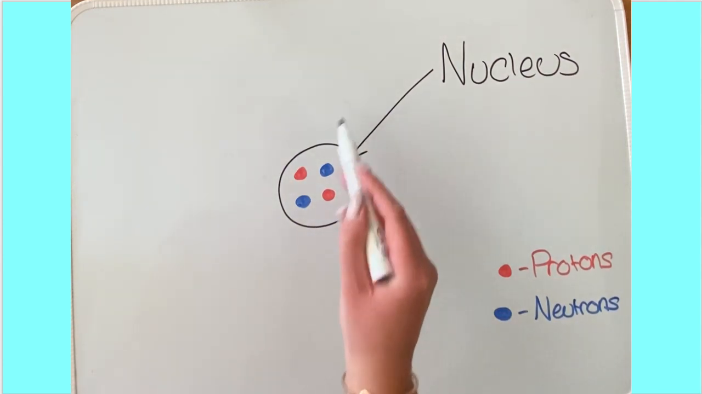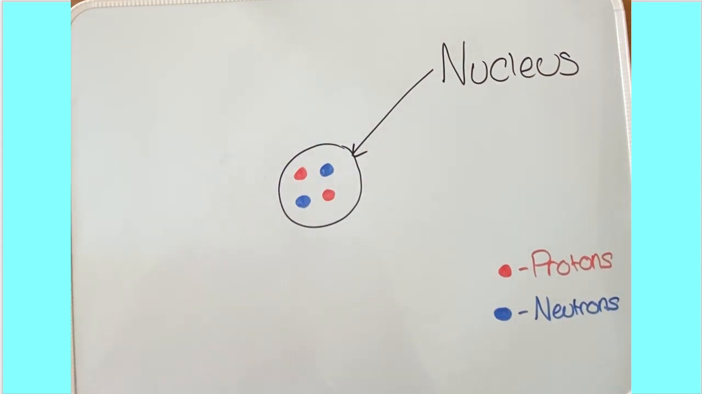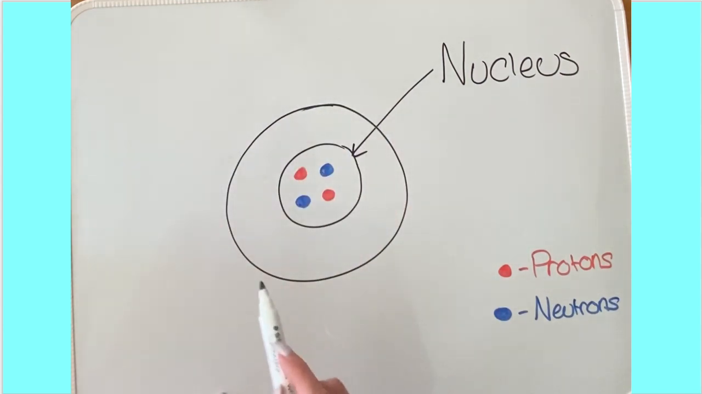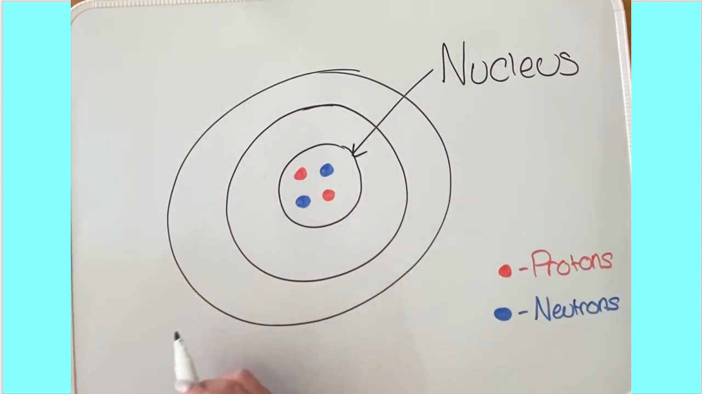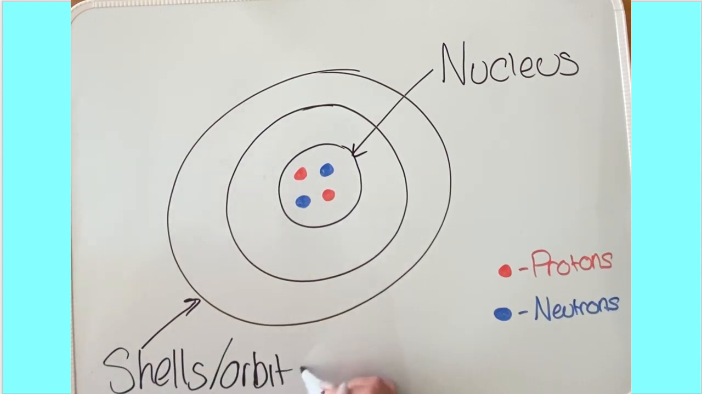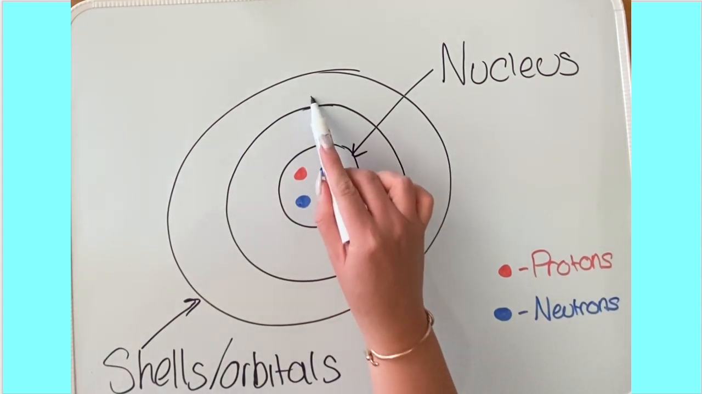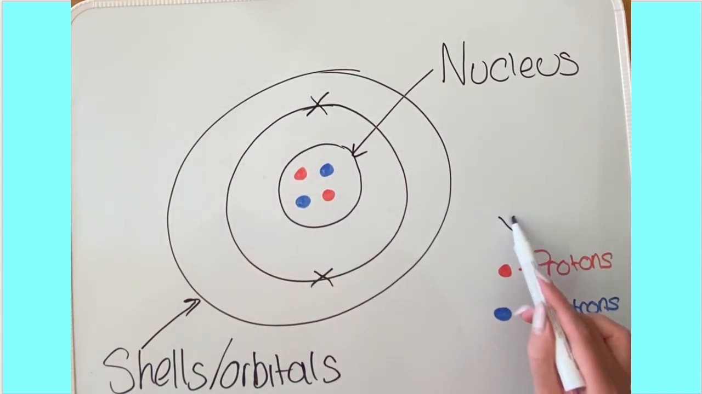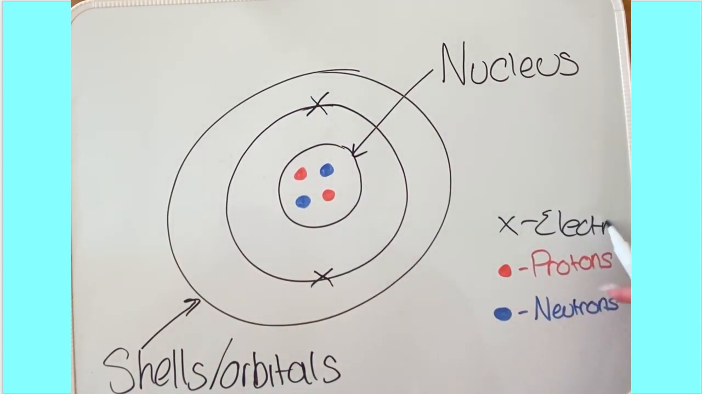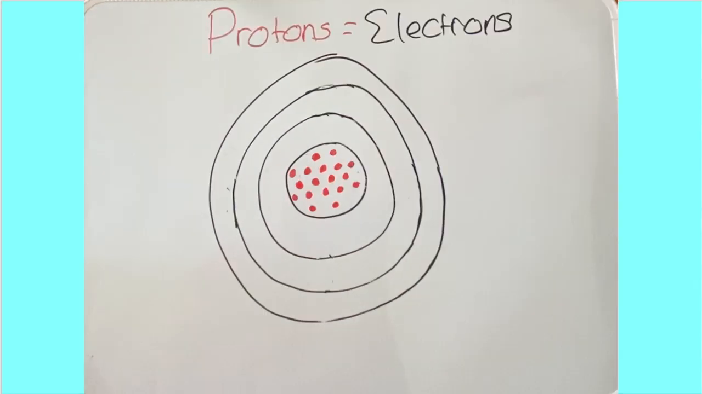Outside the nucleus are ring-like structures which hold the electrons. These are called shells or orbitals. These orbit or move round the nucleus. The electrons can be represented by either a cross or a dot. In this diagram, I have represented them by black crosses.